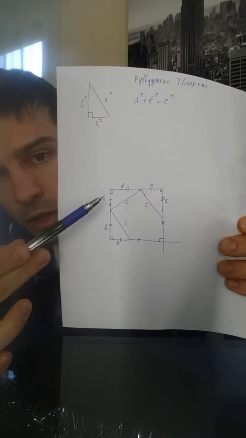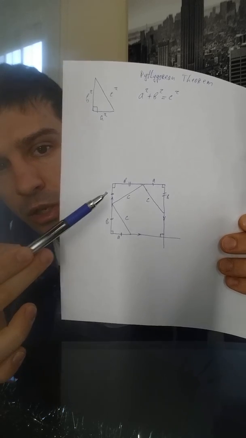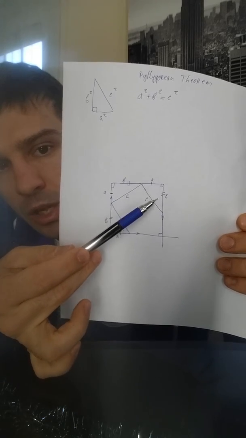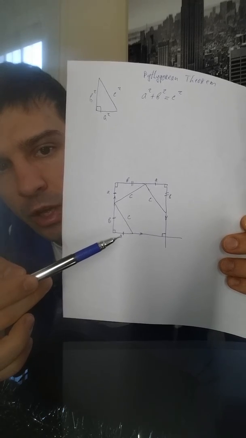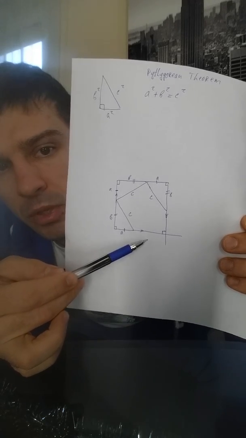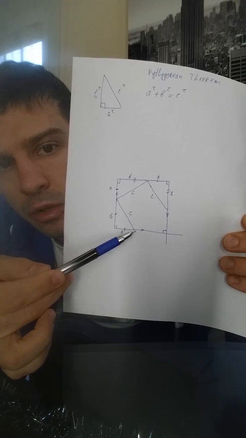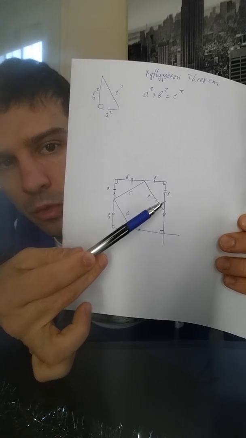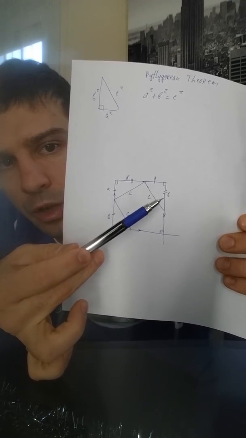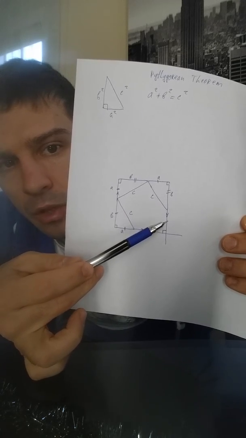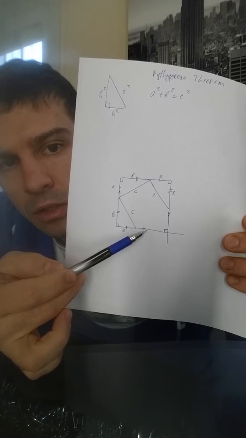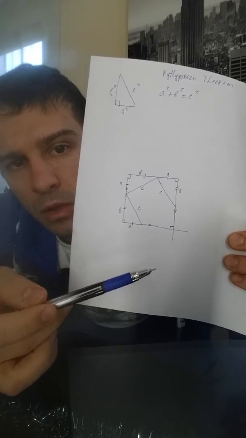So this combined side is A plus B, this side is A plus B, this side is A plus B, and this side is A plus B. But we already have A, which means this leftover piece right here is going to be B. Now on this side, we already have a B, so this leftover is going to be A. And then we have two sides and a 90-degree angle.